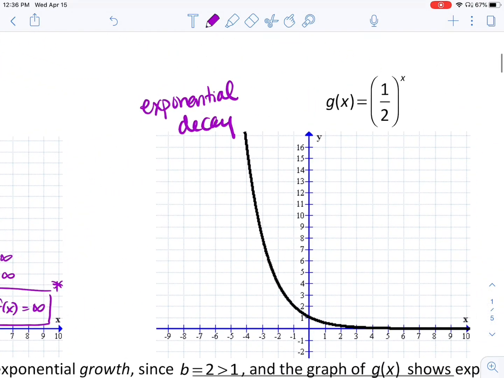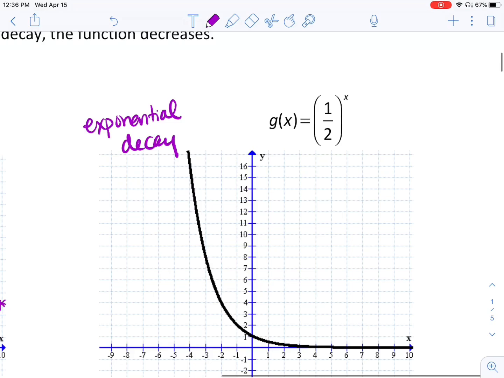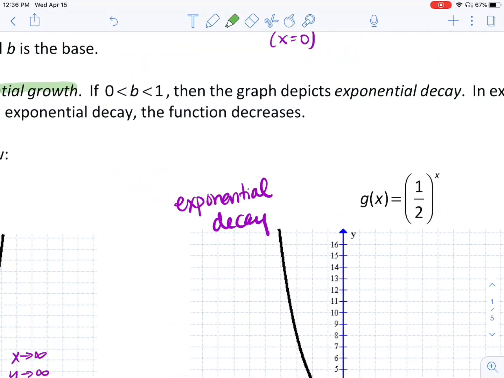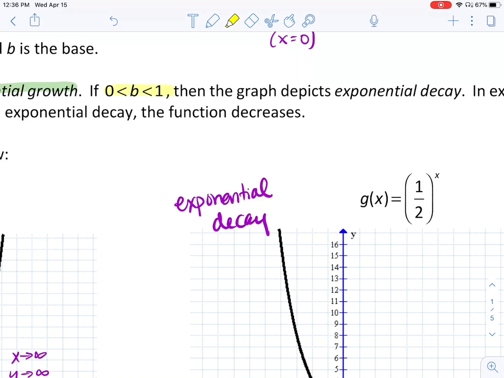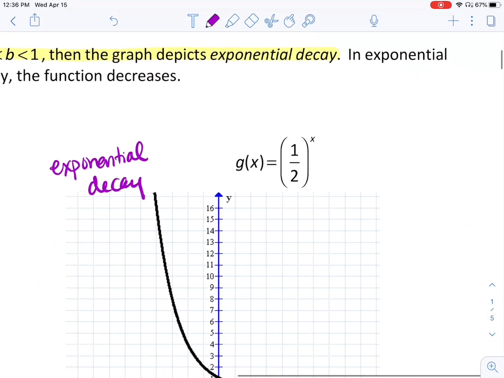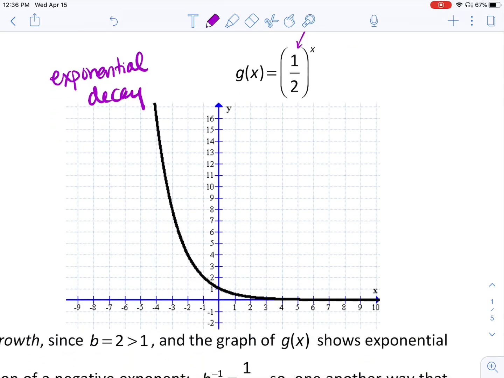The other model is exponential decay. In exponential decay, the graph is shown decreasing if the base is between 0 and 1. In this case, we see that b is equal to 1/2, which is between 0 and 1. Therefore, I know that the graph will show exponential decay. What is shown by the exponential decay?